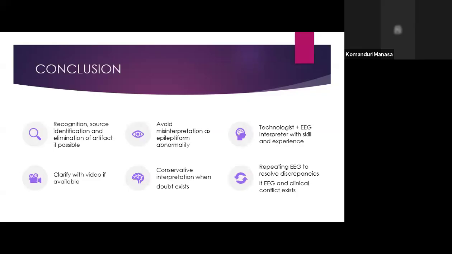So recognition of the artifact is important: source identification and elimination of the artifact if possible, and avoid the misinterpretation of this artifact as epileptiform abnormalities. This requires a skilled and experienced technologist and EEG interpreter. If there is a confusion, like we saw in a tremor artifact, we can clarify with the video if available. If there is any doubt, go for a conservative interpretation, and repeat the EEG if there is any EEG clinical conflict.